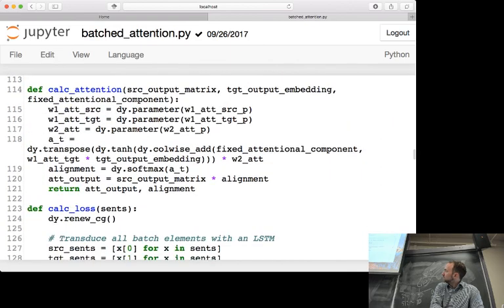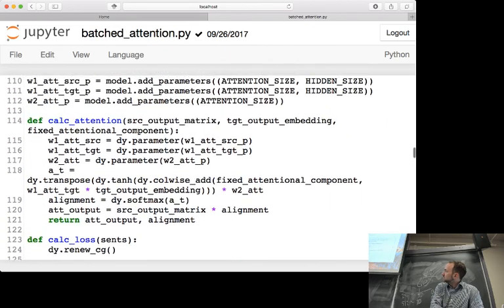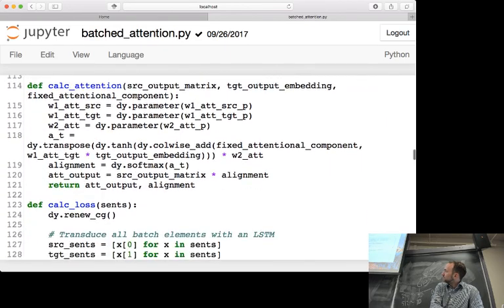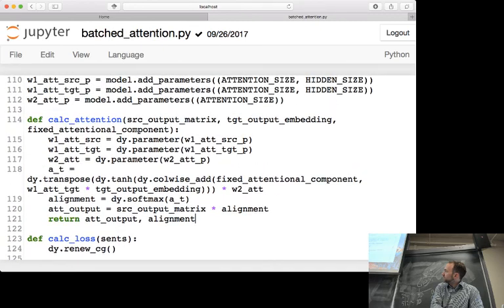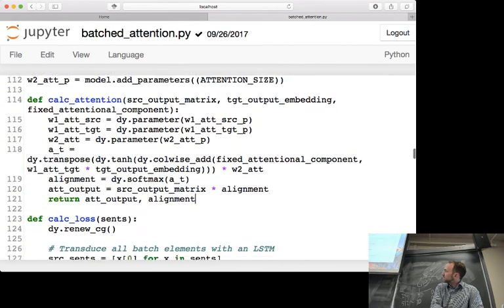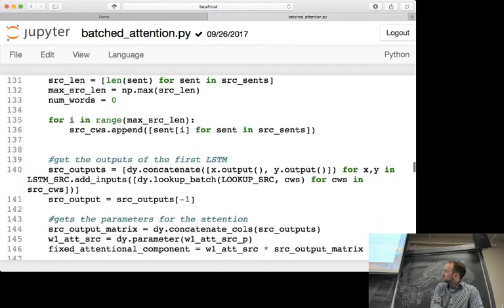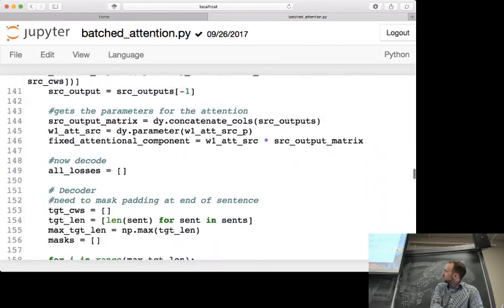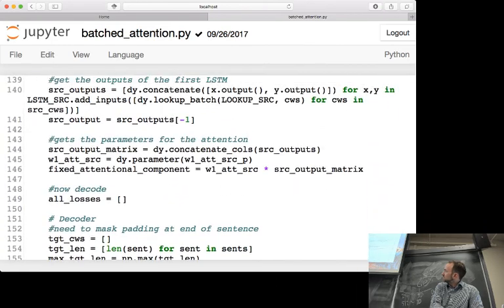And then when we're calculating attention, this is our function here. But actually, before we even start calculating attention, at the very beginning of the sentence, there are some parts of the attention calculation that don't change for the entire source sentence.